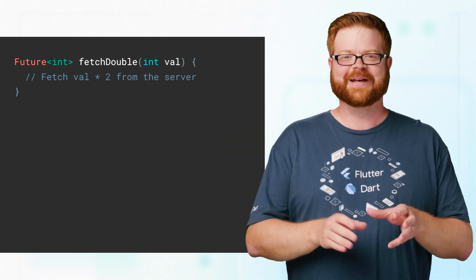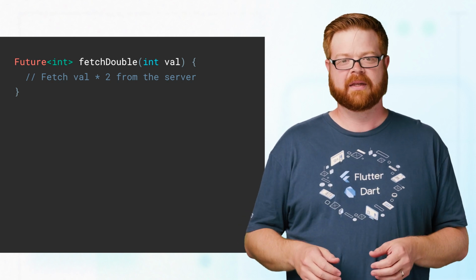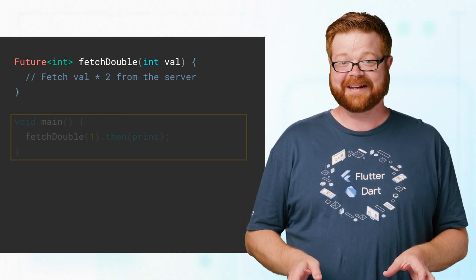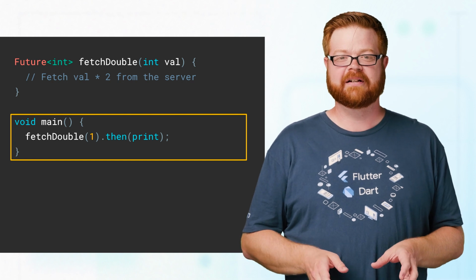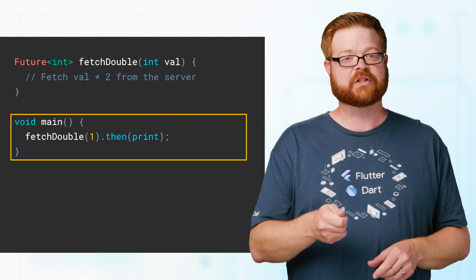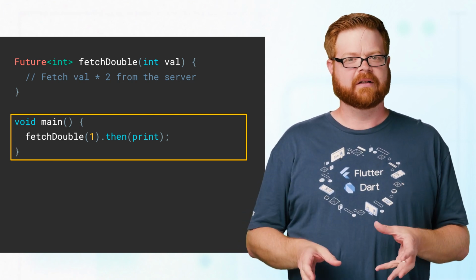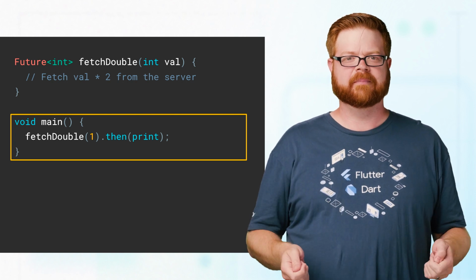Let's say, hypothetically, we lived in a world where all math had to be done on a server, and so we had a function like this that would make a network call to double a number for us. Horrifying as that may be, if you saw the other episodes in the series, you know how to call that method once and use then to take action when the future completes. But what if I want to get a bunch of those values, one after another, in a stream?